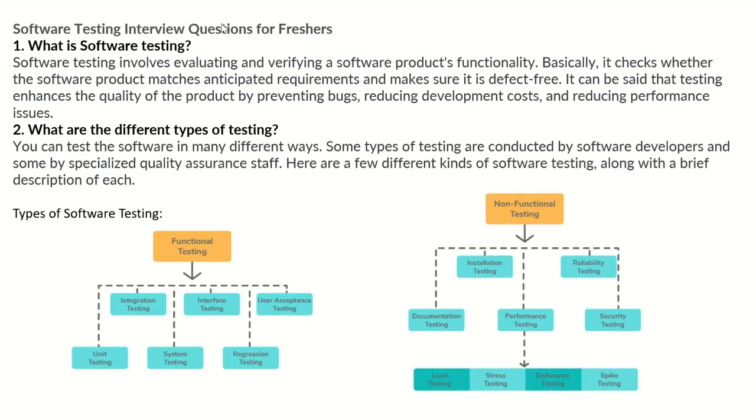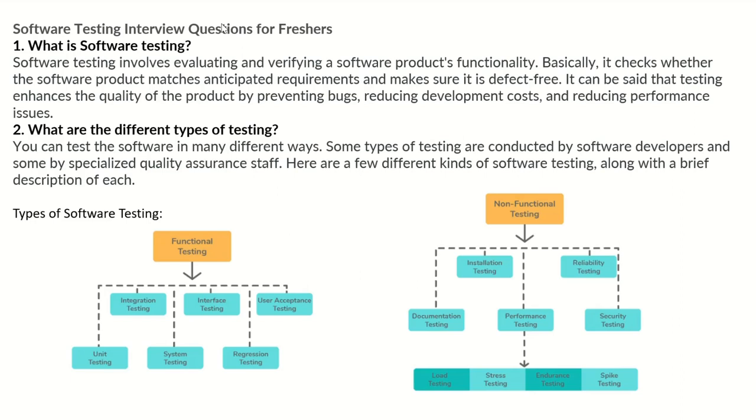You can test the software in many different ways. Some of the testing is conducted by software developers and some by specialized quality assurance staff. Here are a few different kinds of software testing along with a brief description for each. Okay, so you can observe the diagrams here.